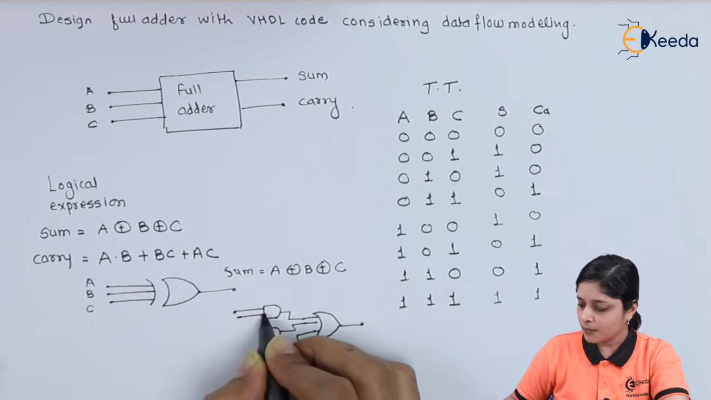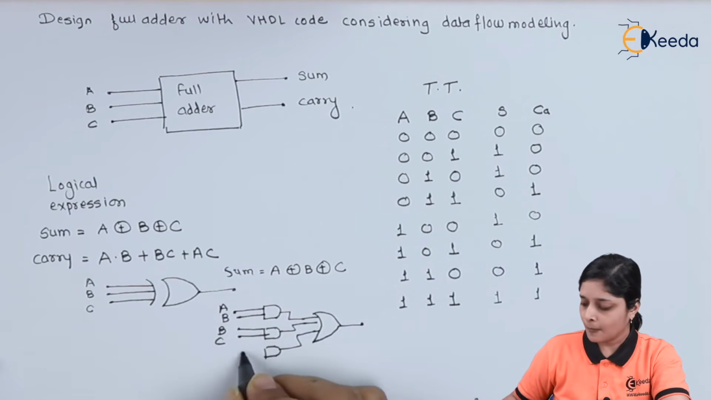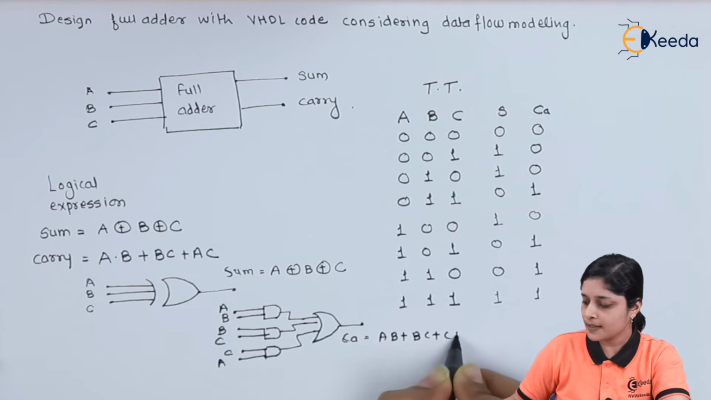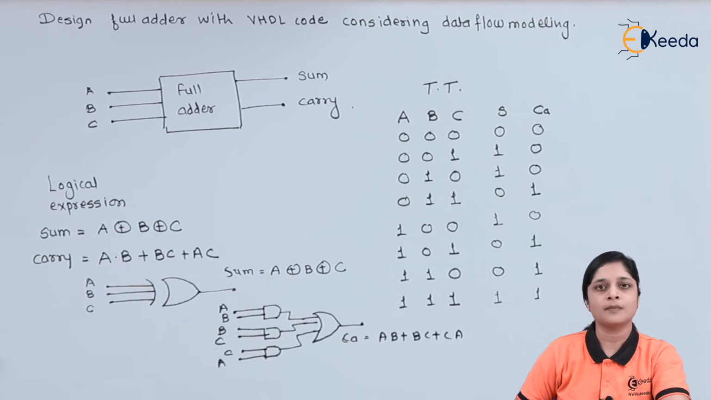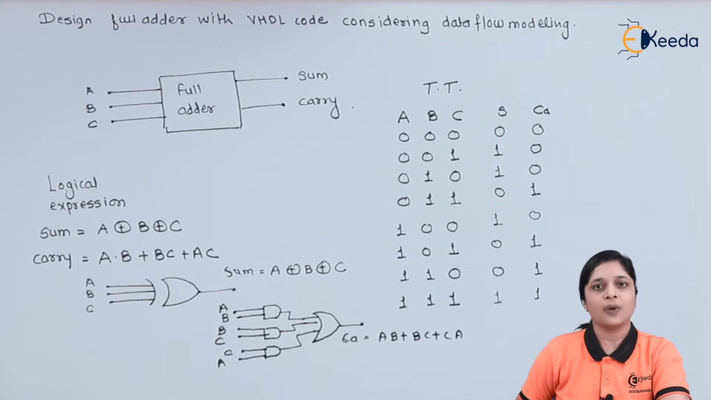So here you can apply A, B, here B, C. After that, C, A. And finally, you can get the output for carry as AB plus BC plus CA. So, this is all about the important information regarding the design of full adder. After getting all this information, you have to design the VHDL code for the full adder. So, let's start the VHDL code.